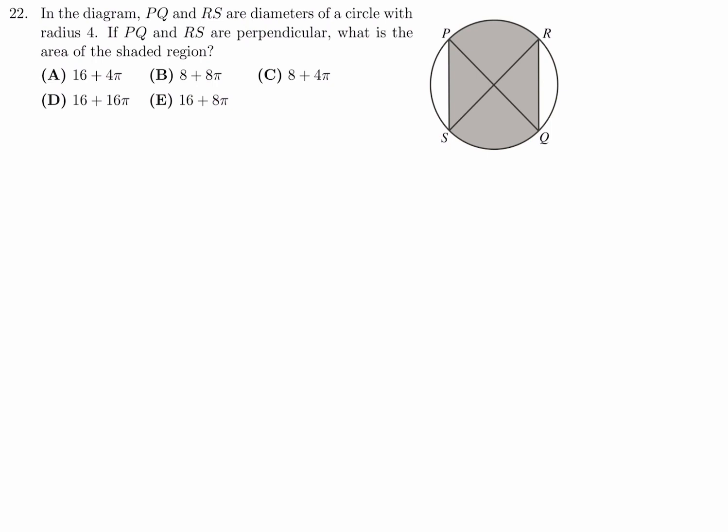In the diagram, PQ and RS are diameters of a circle with radius 4. If PQ and RS are perpendicular, what is the area of the shaded region?